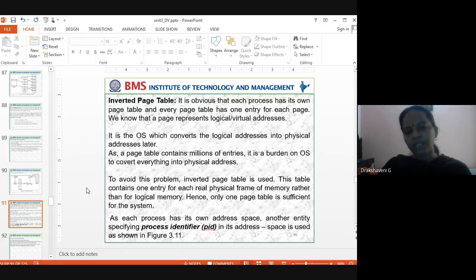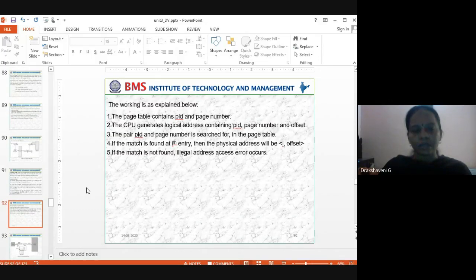This table contains one entry for each real physical frame of memory rather than for logical memory. Hence, only one page table is sufficient for the system. As each process has its own address space, another entity specifying the process identifier in its address space is used, as shown in the diagram. We'll see in the next slide how the inverted page table is used.